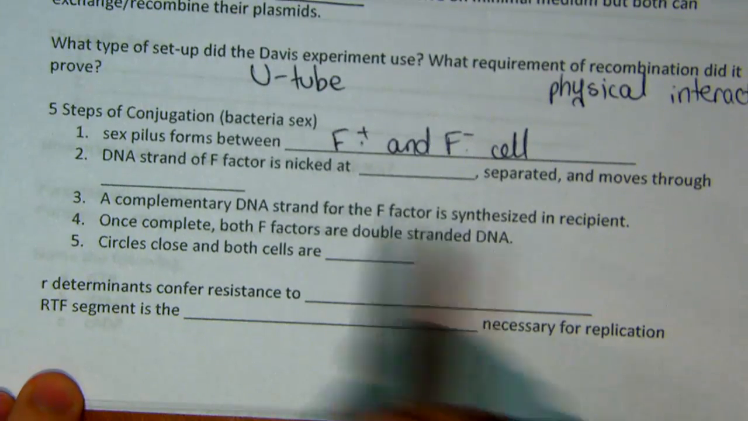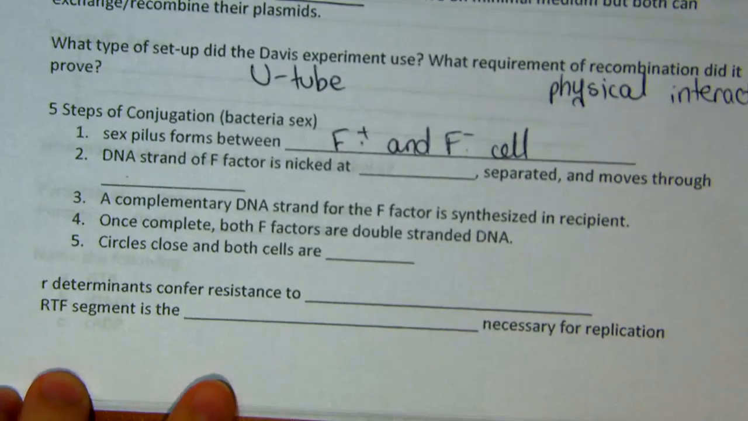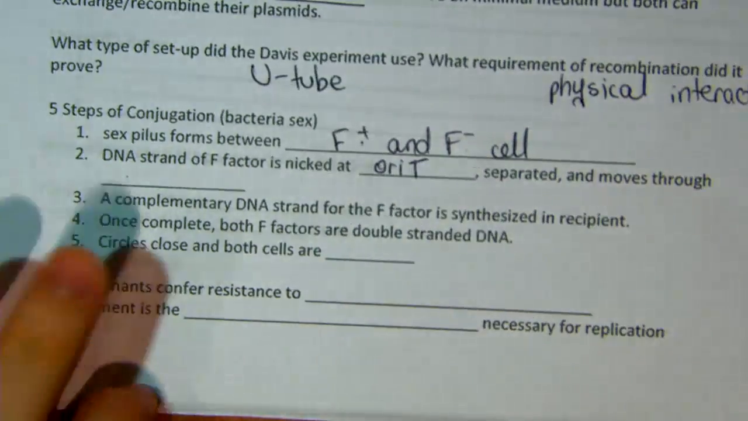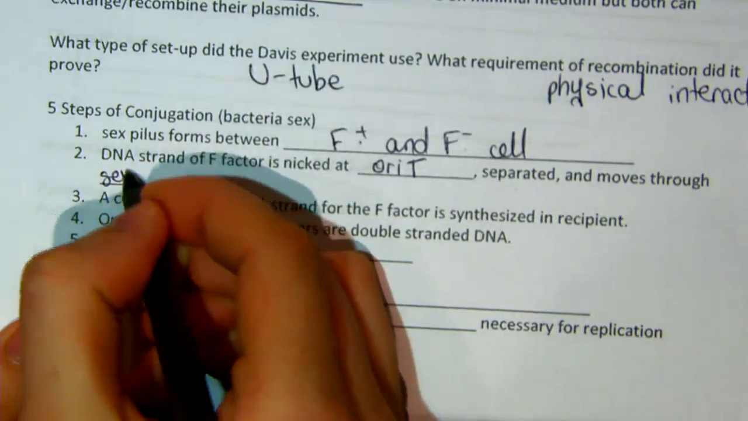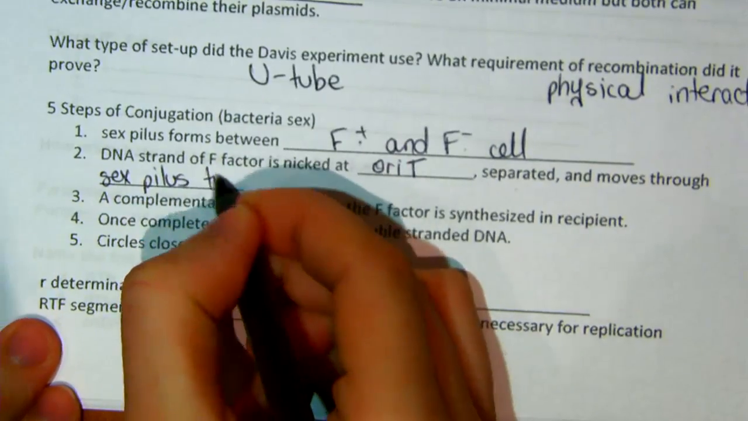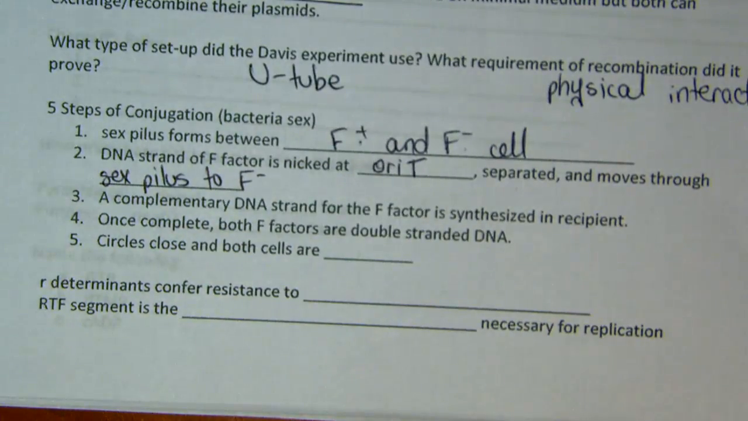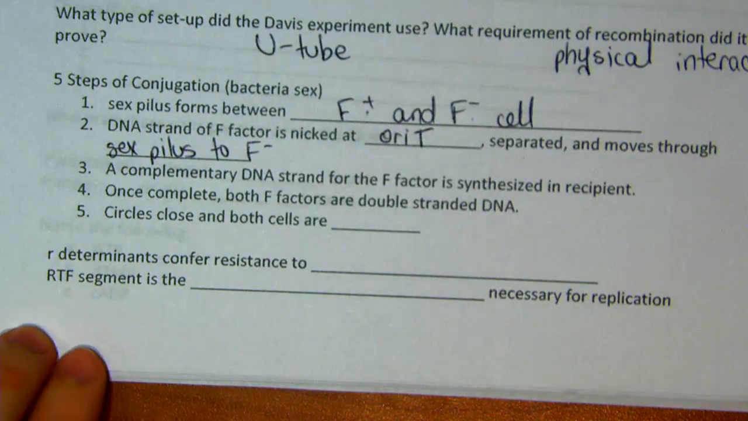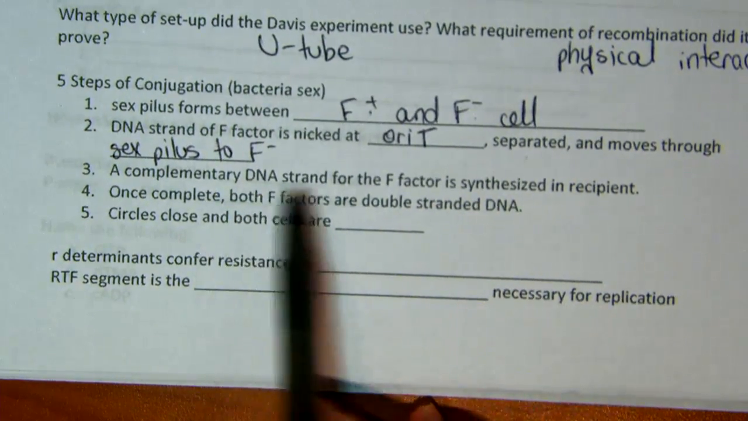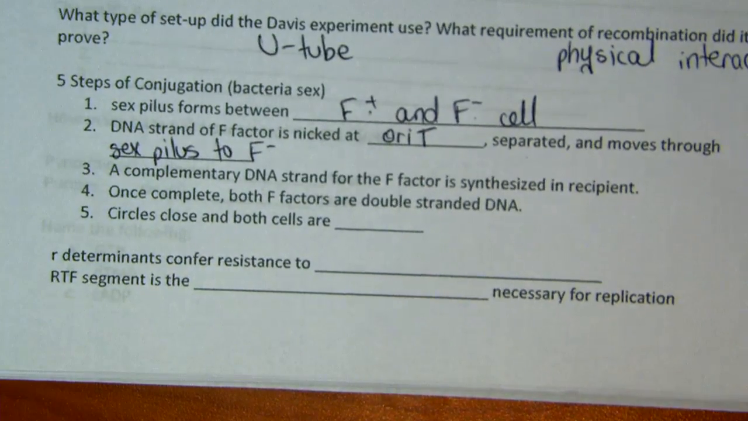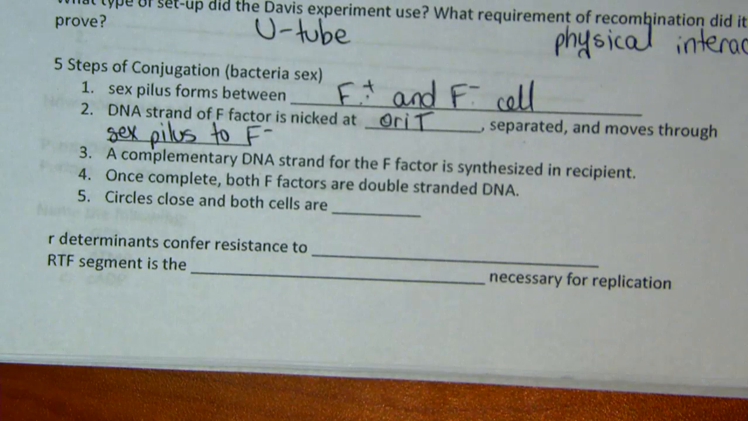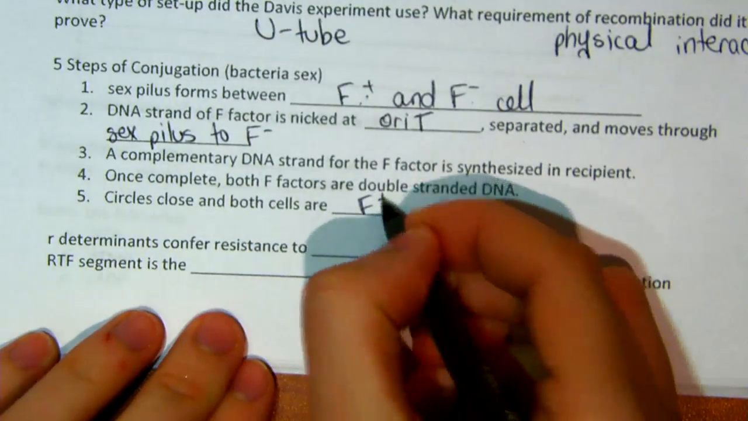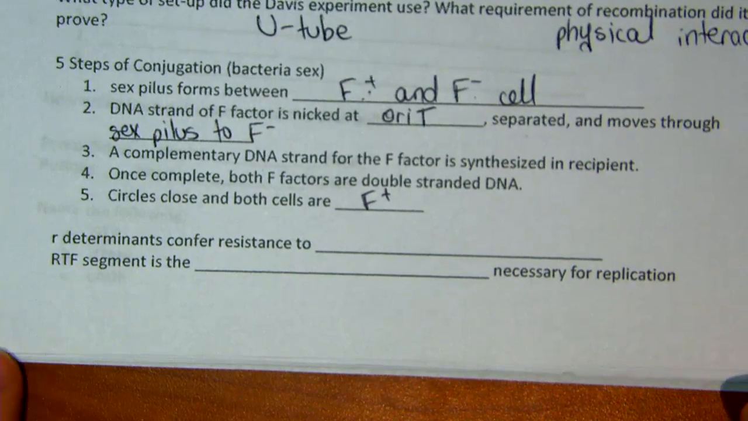And then the second step is the DNA strand of the F factor is nicked at the oriT, and it's just the origin of replication. Then that DNA strand is separated and it moves through that sex pilus to the F minus cell. So it literally gives it to the other cell. And then the next two steps are where the complementary strand for the F factor is synthesized in the recipient. And then the donor cell, the F plus cell, also can resynthesize that single strand that it gave away. And then once it's over, those circles close, and now both cells are F plus, or they have the factor in both cells now.